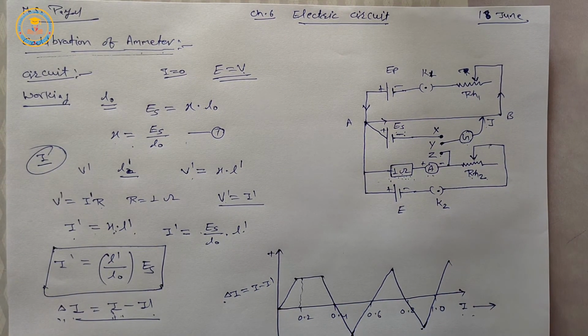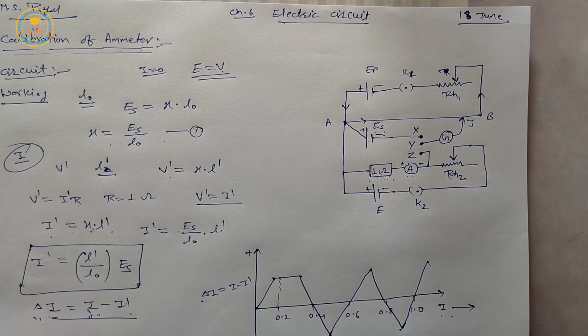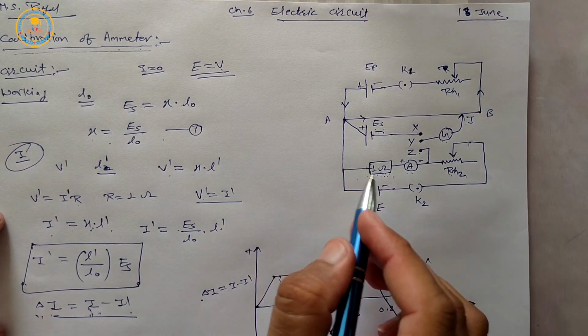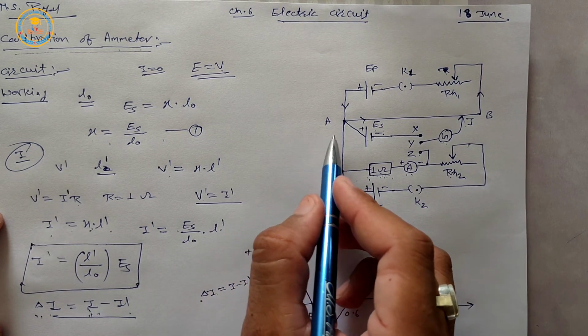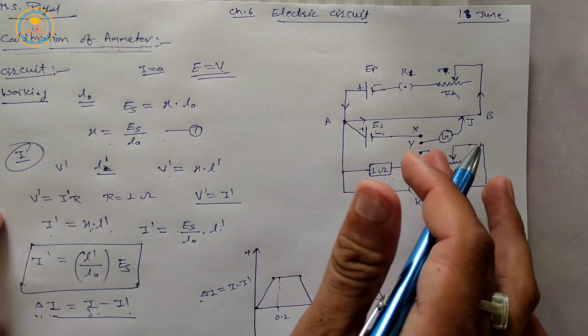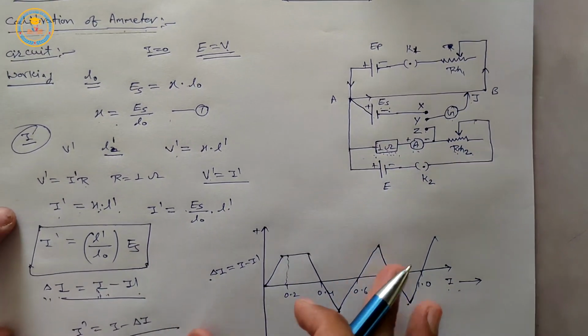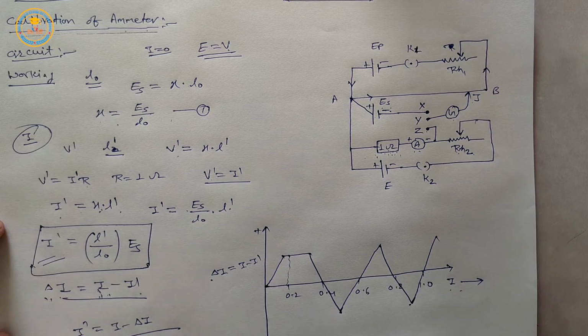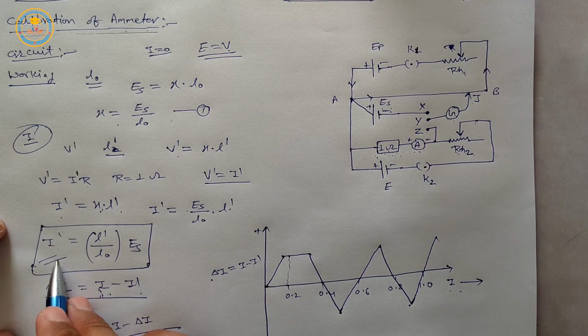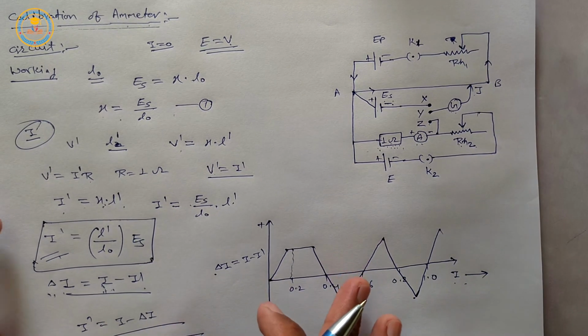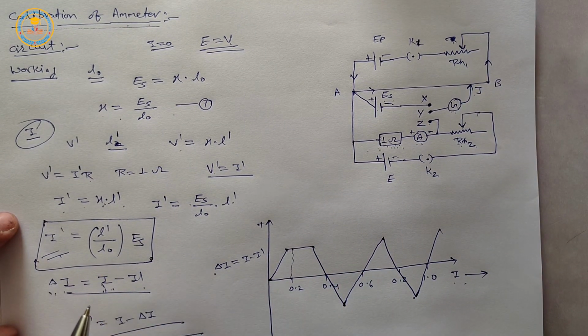Firstly, learn the definition of calibration of an ammeter, which is checking the errors of observation of electric current by the ammeter using a potentiometer. And learn carefully this circuit diagram of calibration of an ammeter. Firstly, we do the standardization of this potentiometer, and next we find the exact value of this current. This is the calibration of an ammeter, and our chapter number 6 has been finished.